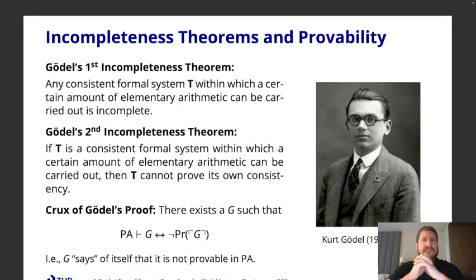So GL has its roots in the work of Kurt Gödel. Gödel in 1931 famously proved the incompleteness theorems, which are shown on this slide. I'm going to assume that everyone is familiar with this, and I'm not going to go into that much detail about it. But the crux of Gödel's proof establishes that there exists a sentence G, which we call the Gödel sentence, which is equivalent to its own unprovability in Peano arithmetic. So it effectively says, I am not provable in Peano arithmetic, with PR being the provability predicate of PA.